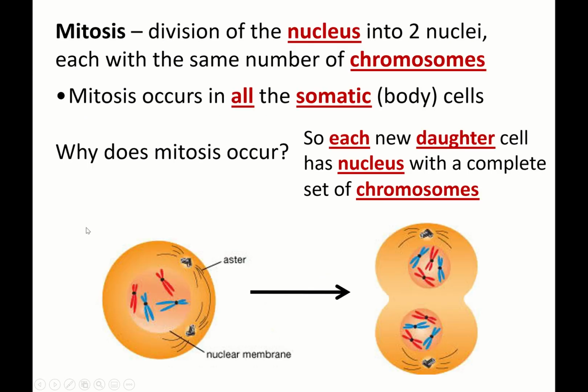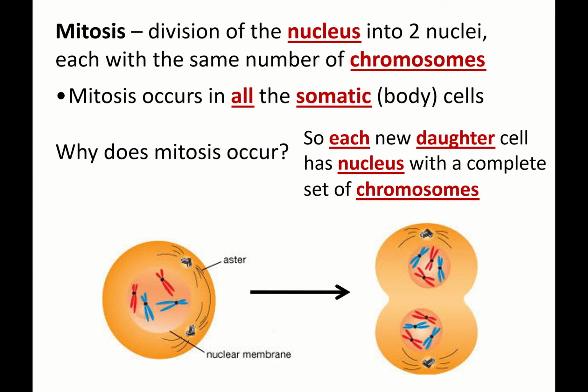Now let's look at mitosis. Mitosis specifically is the division of the nucleus into 2 nuclei, each with the right number of chromosomes. So we're splitting one nucleus into 2. We're not actually splitting the cell in mitosis, just the nucleus and its DNA, its chromosomes. This is going to happen in all of our body cells. Remember, everybody but the egg and the sperm.